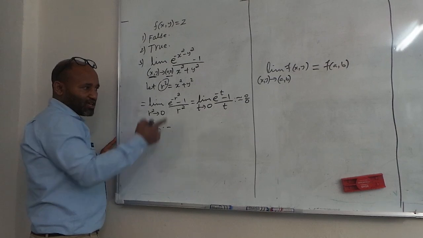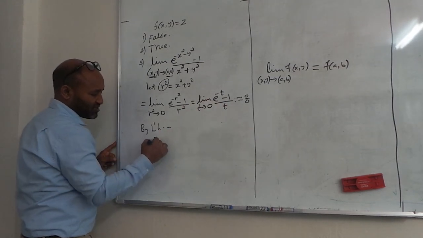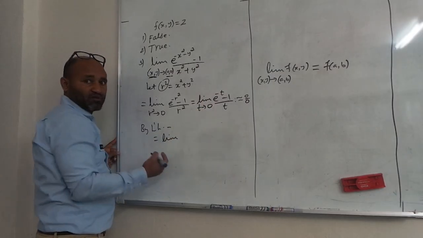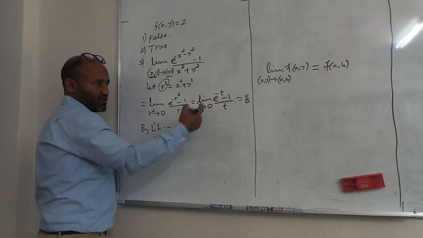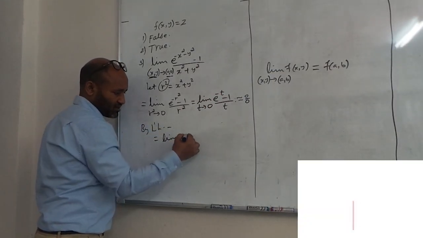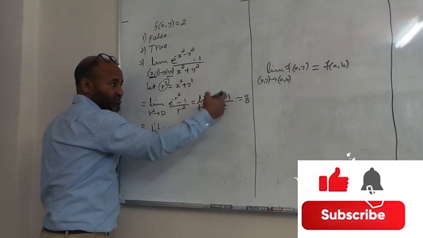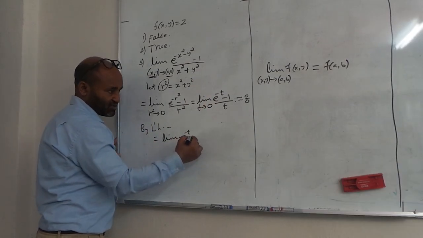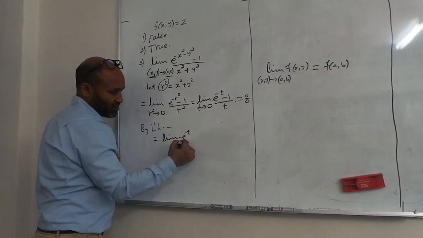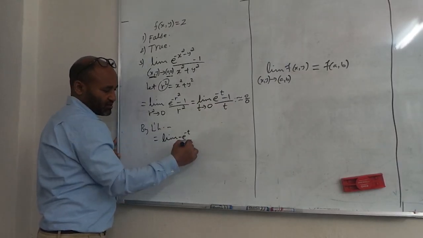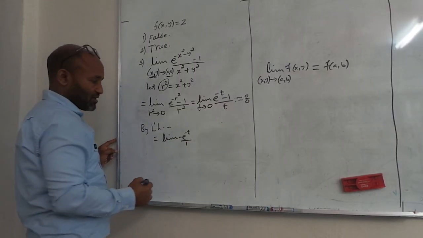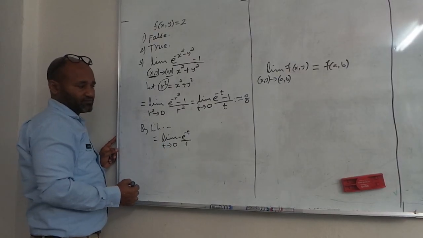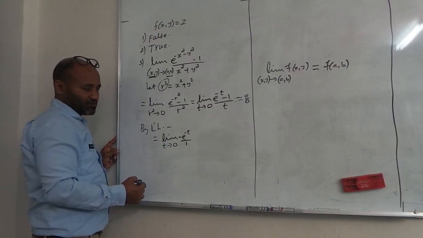rule, we can find this limit by differentiating the numerator. What's the derivative of this one with respect to t? E to the power of minus t times the derivative of minus t, minus 1. So minus e to the power of minus t. Minus 1 derivative, 0, over derivative of t, 1, as t goes to 0.